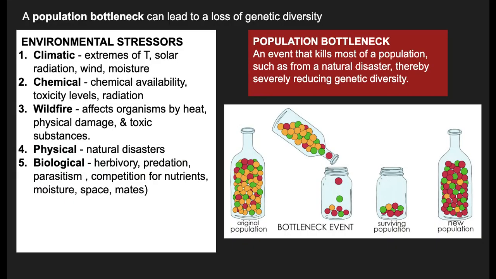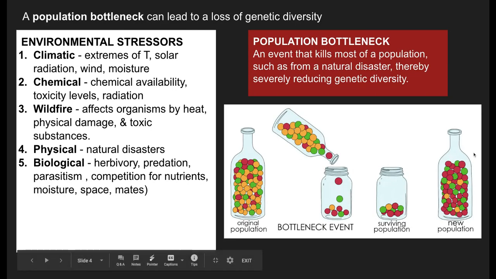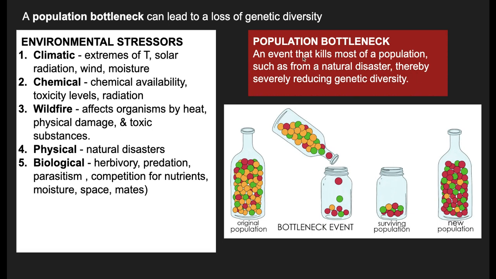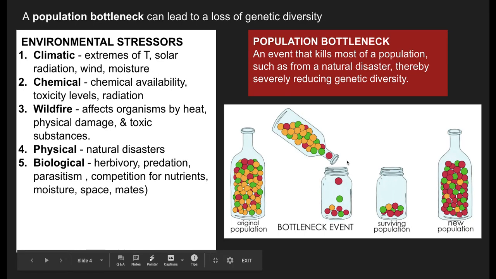Okay, so then we have what is a population bottleneck. We talked about these definitions. So the picture might look similar to something that you've seen before. A population bottleneck is an event that kills most of a population, such as a natural disaster. It will reduce the genetic diversity. So it could be applied to any population. Any kind of disease, for example, or natural disaster will reduce the genetic diversity.